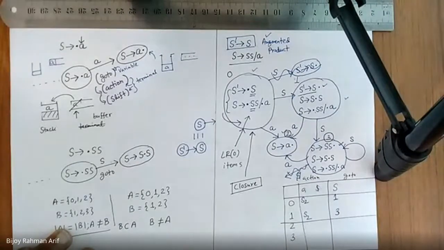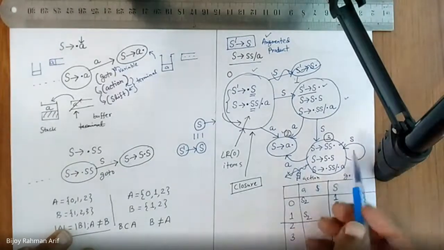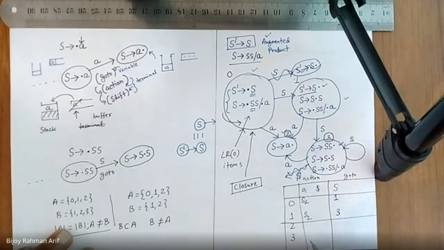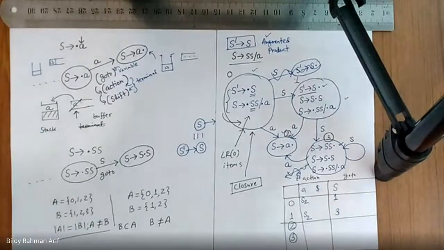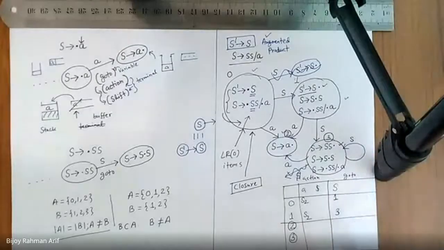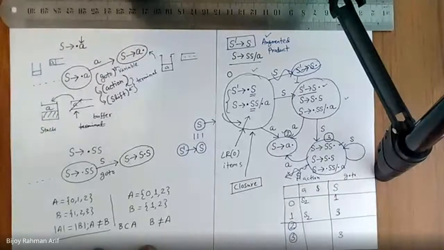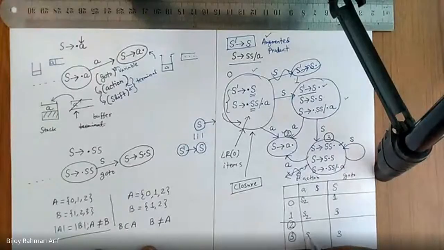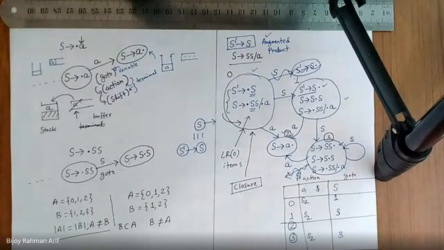Then state 2 is the final item, so don't worry about this. Let's go to 3. 3 also contains the final item. Now, for 3, there is a problem. What is the problem? Let's fill up the action part. It's a loop. 3 seeing S, where should I go? 3. 3 seeing small a, where should I go? S2. Good. Now let's fill up the reduce part.